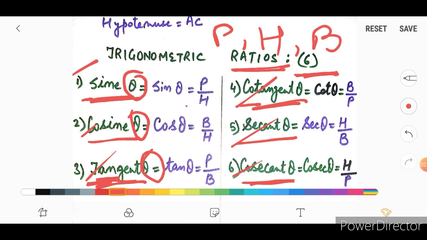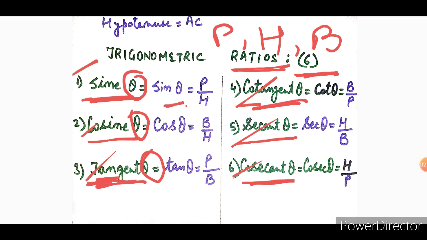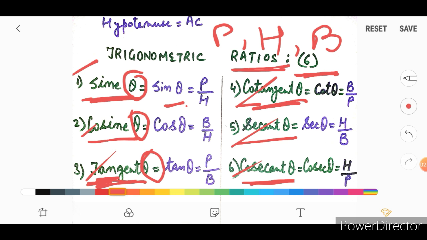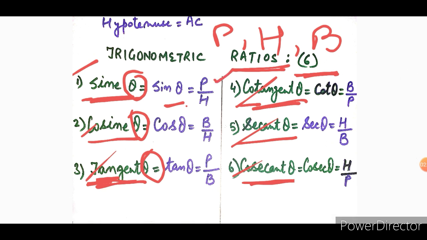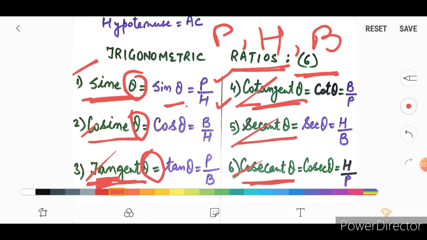Okay, now what is the ratio sine theta? Ratio sine theta is, remember, perpendicular upon hypotenuse. Perpendicular upon hypotenuse, P upon H. Perpendicular was AB in our figure and hypotenuse is AC. Simply you have to put the values.